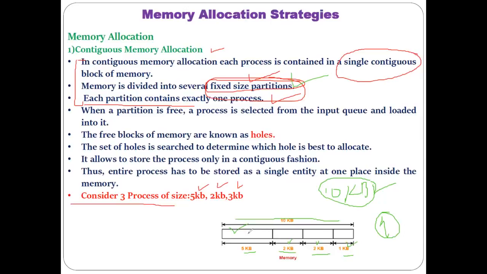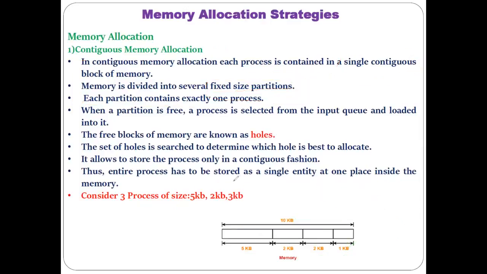Now these 4 blocks of the memory can be utilized by 4 different processes. Now consider 3 processes: the first of size 5 KB, the second of size 2 KB, and the third of size 3 KB. The 5 KB process will get stored in this particular block of memory, or cell. Then the 2 KB process will get stored in this block of memory.